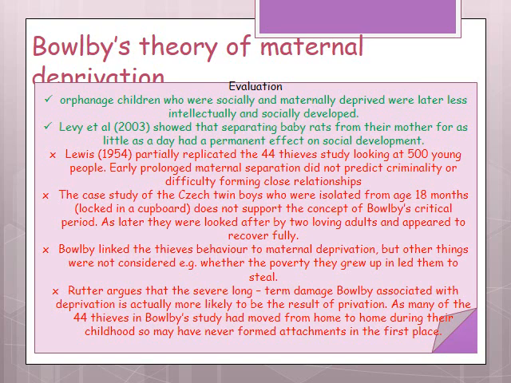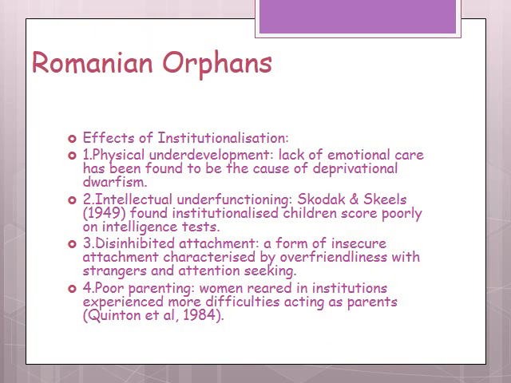Rutter also argues that severe long-term damage is more likely to be the result of privation rather than deprivation. It could be that they'd never formed an attachment in the first place. So it could be that Bowlby is confusing deprivation with privation, so they never had that attachment figure rather than being separated. So Romanian orphanages, we need to look at the effects of institutionalisation.